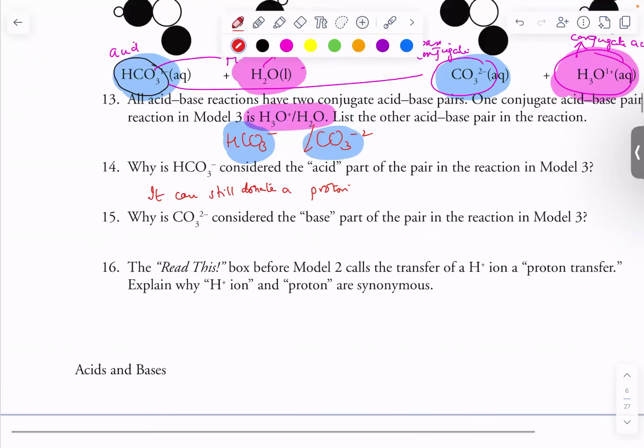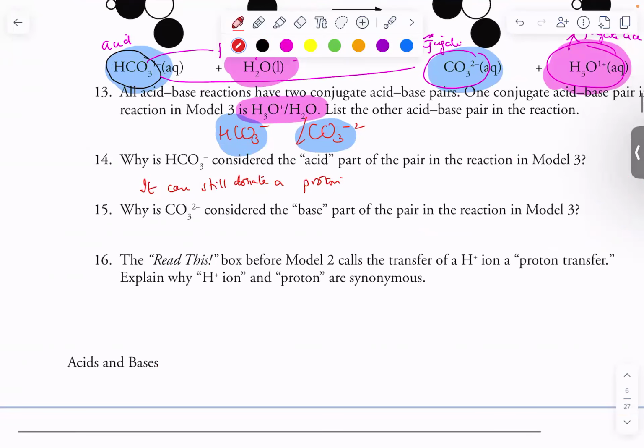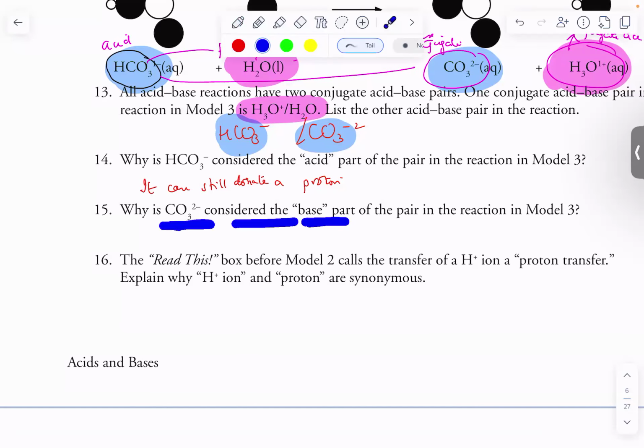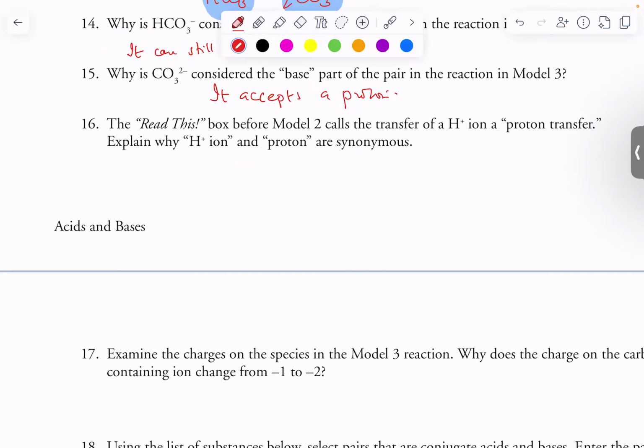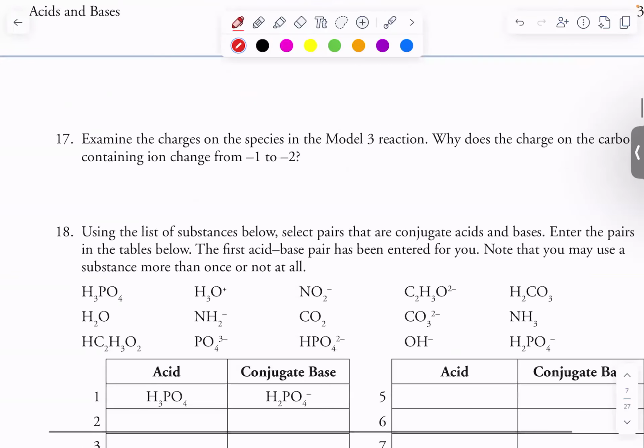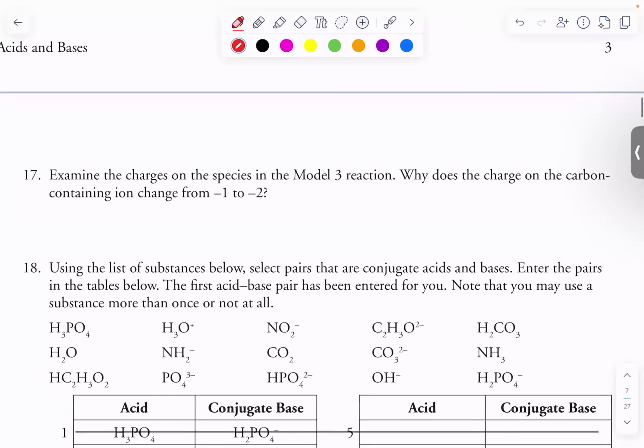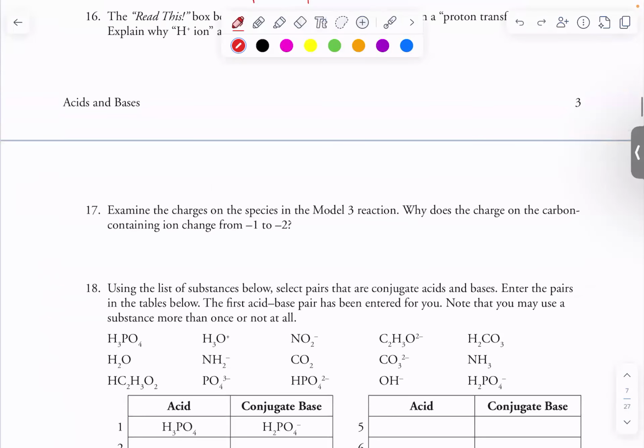Should we go to the next question? Yes. Why is carbonate considered the base part of the pair in the reaction? Because it accepts a proton. Do you want to do the next part, or should I move to the next question? Nope, we can move to the next question. Which one should we start? 17th or 18th? 17. All right.